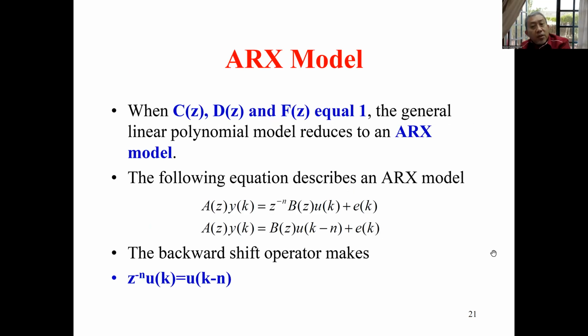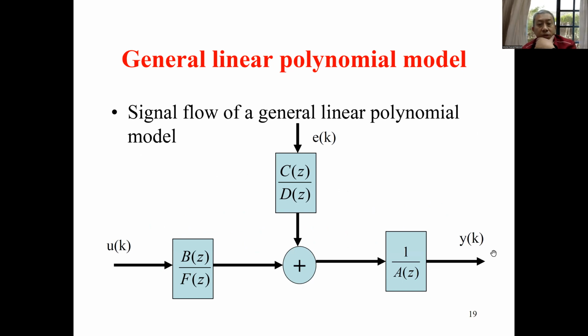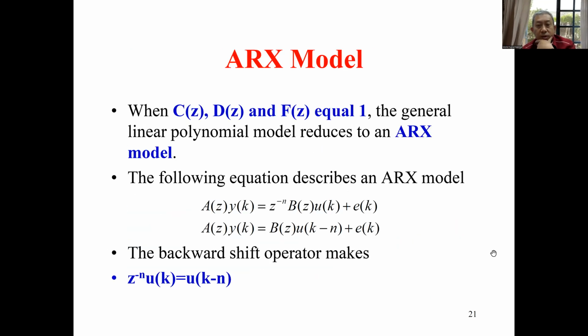So what is the ARX model? The ARX model is when we assume C, D, and F equal to 1. C, D are on the stochastic part, F is on the input path. So just B and A are left. So that's why the following equation describes the ARX model, which is A(Z) Y(K) equal to B(Z) U(K minus N) plus E(K). Both are the same, except Z minus N will change to U(K minus N).